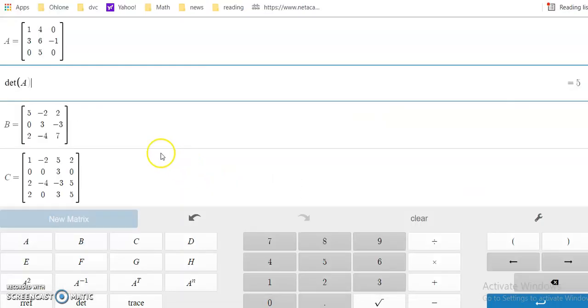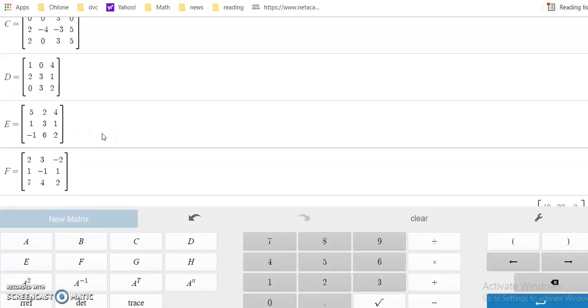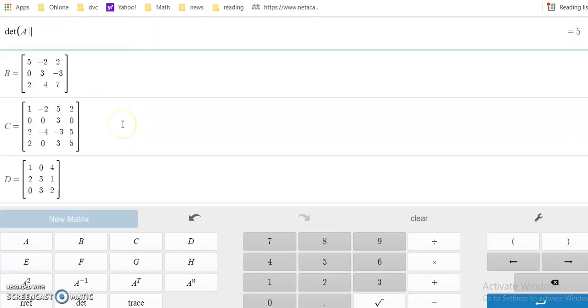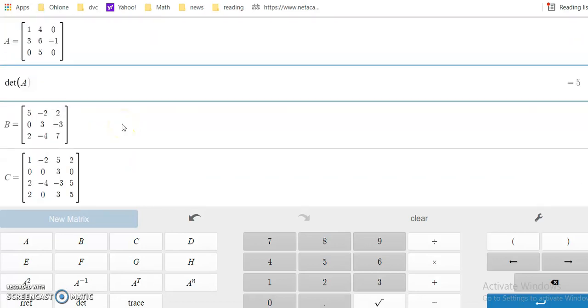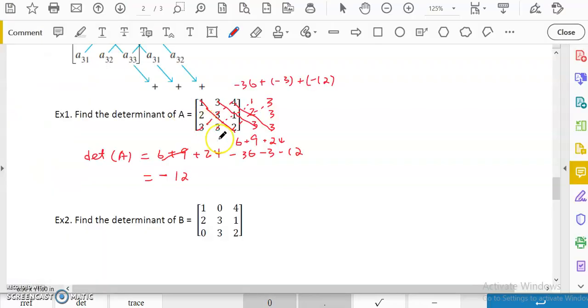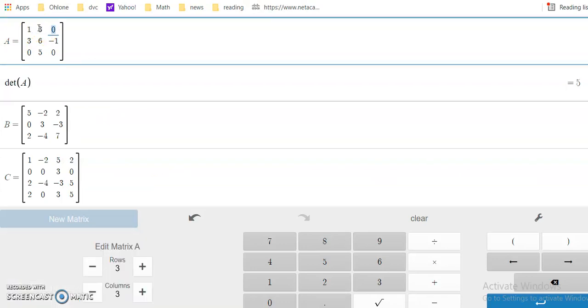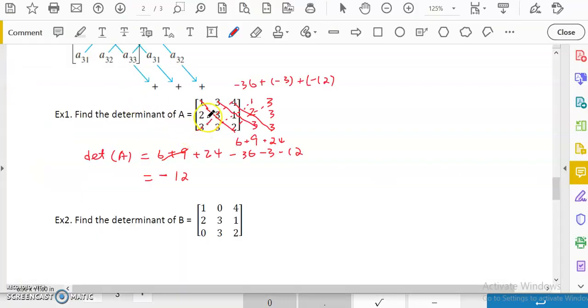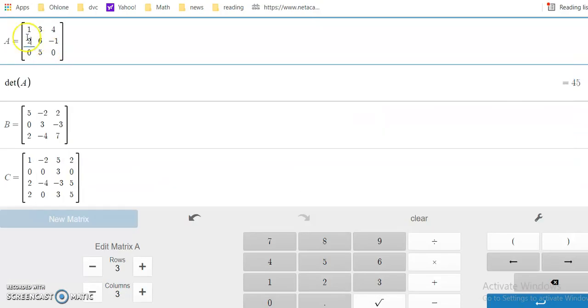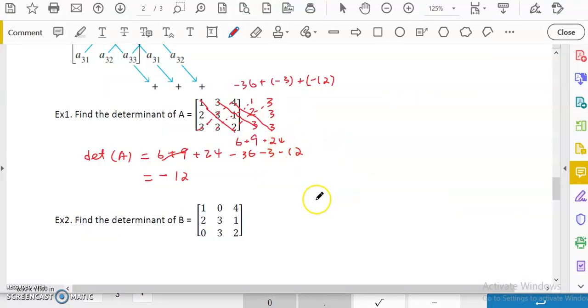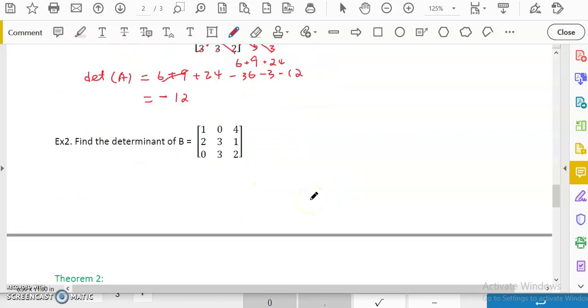Let's see, do I have it? Okay, I can override this. It's 1 3 4, 2 3 1, 2 3 1 and 3 3 2. So there, the determinant of A is negative 12. That's exactly what we have. What's the determinant of B?